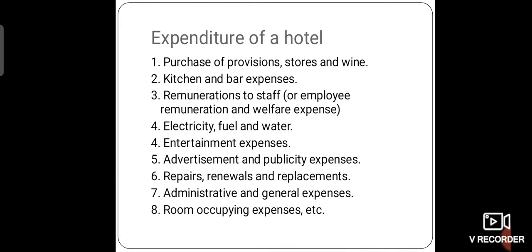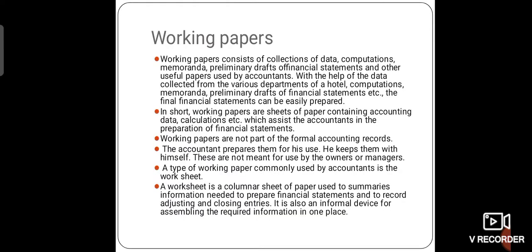Okay, then the major expenditures of a hotel: purchase of provisions, stores and wine, kitchen and bar expenses, remuneration to staff, electricity, fuel and water, entertainment expenses, advertisement and publicity, repairs, administrative or general expenses, room occupying expenses, etc. So these are the major expenditures of a hotel. Okay, so these are the revenue earning departments, non-revenue earning departments, major revenues and major expenditures of a hotel.